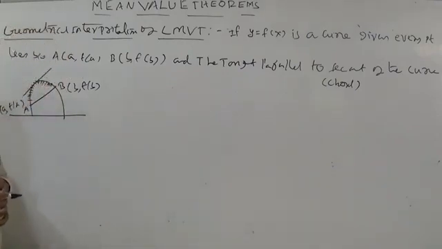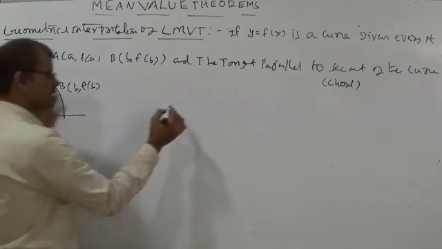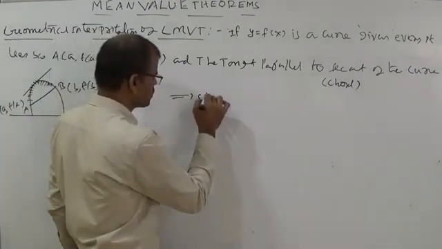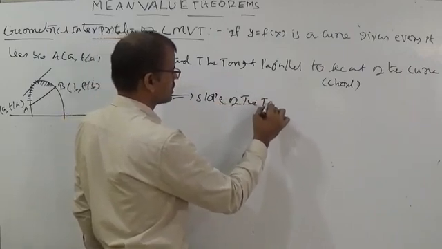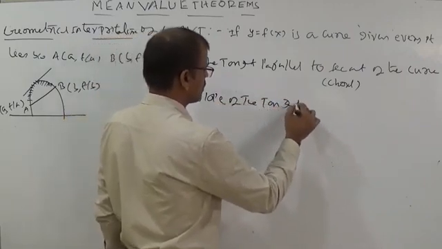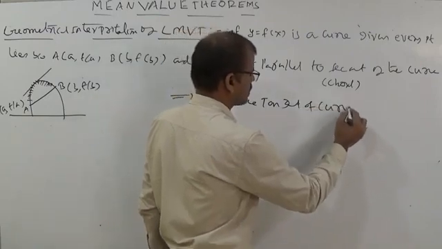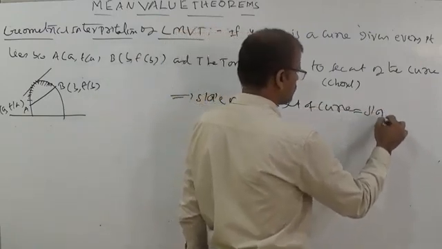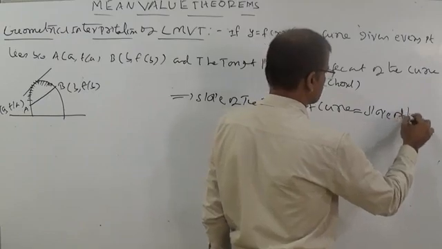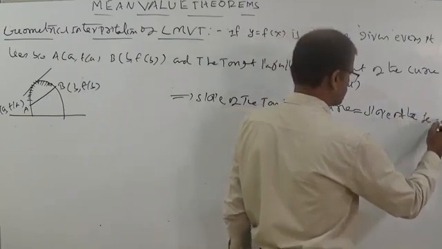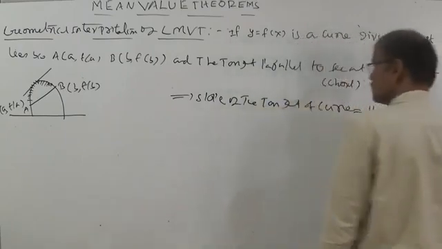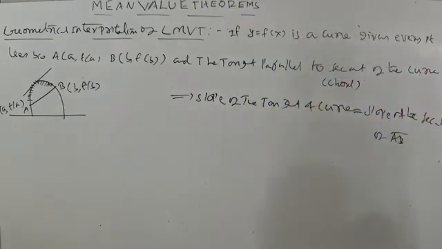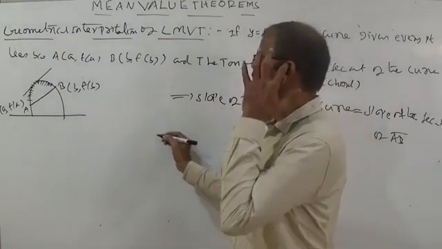Here I am not saying the tangent is parallel to the x-axis. Here it implies, I am writing, the meaning is the slope of the tangent. Slope of the tangent of the curve is equal to the slope of the secant of the curve. Slope of the secant of AB, you write, joining two points.